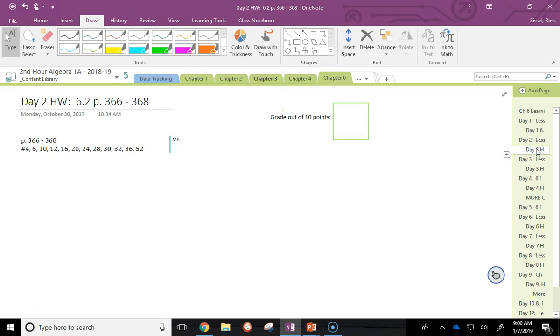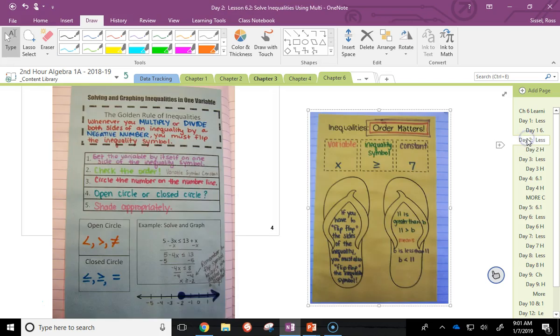Your homework for today, page 366 and 368. Make sure you pay attention to the numbers because it's random numbers. 4, 6, 10, 12, 16, 20, 24, 28, 30, 32, 36, and 52. It's like 12 questions you have to do exactly what we worked on today. Yes, 12. All right.